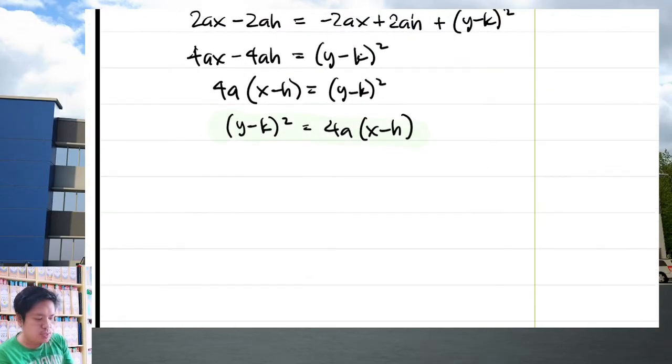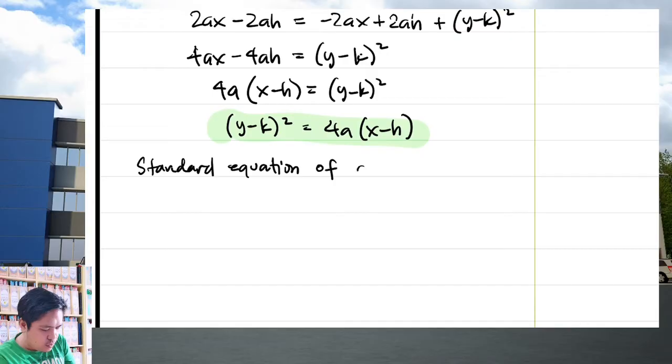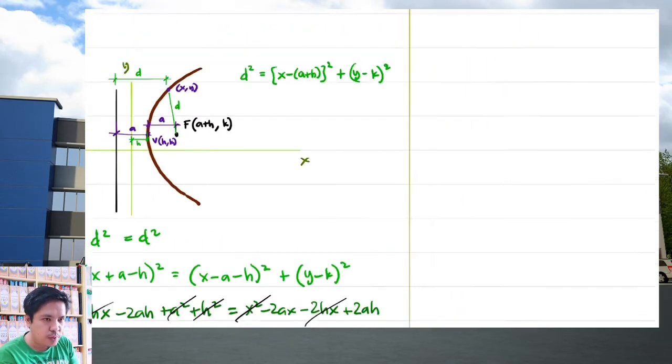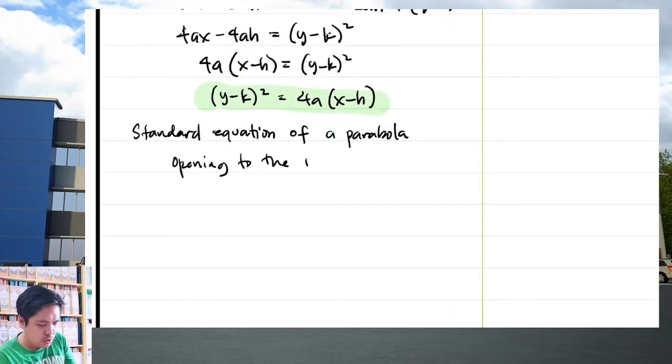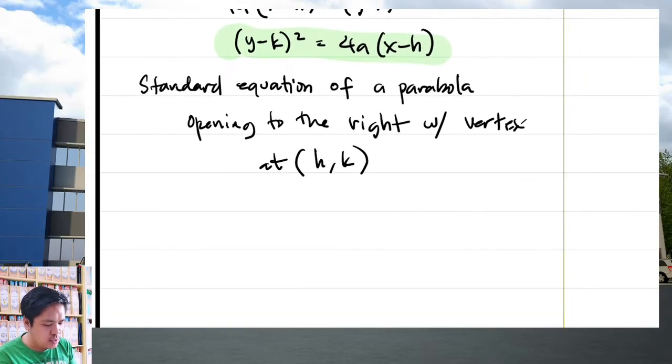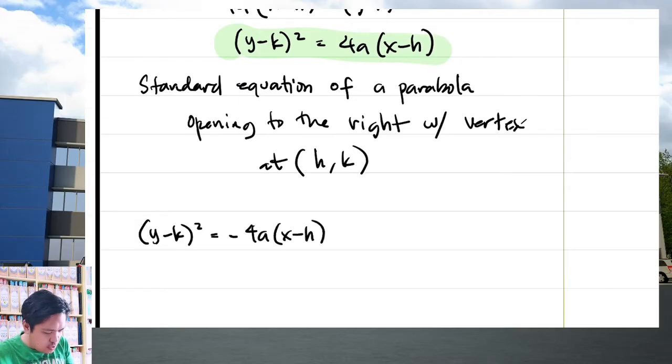So this is actually the standard equation of a parabola, since this is what we derived, a parabola opening to the right, opening to the right with vertex at hk. So that's it. So let's just generalize. If we derive an equation for a parabola opening to the left, that would just be y minus k squared is equal to negative 4a times x minus h.